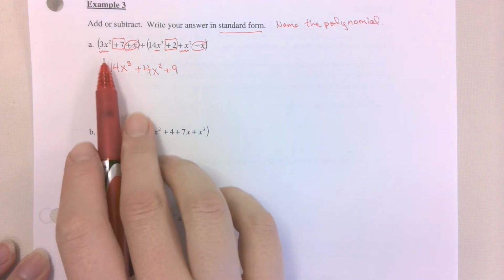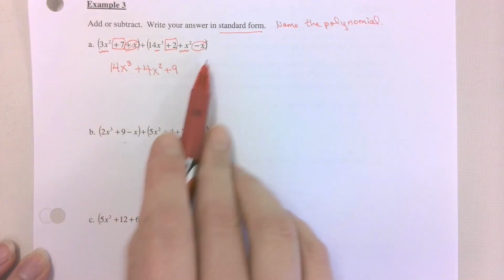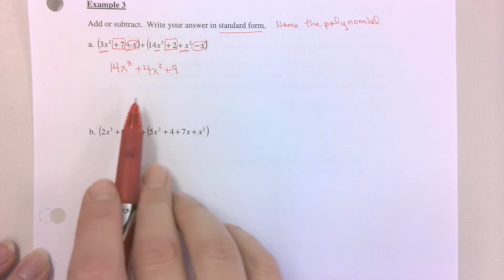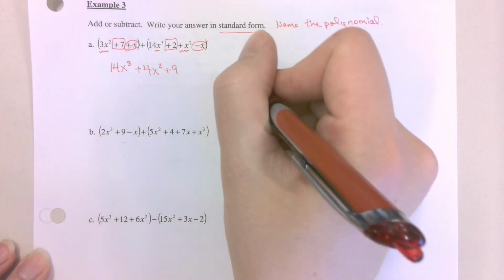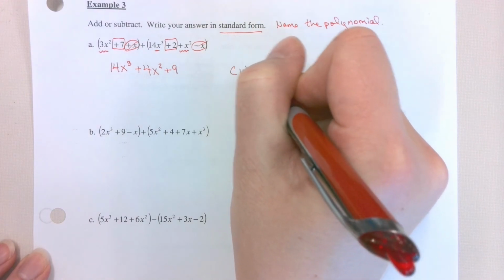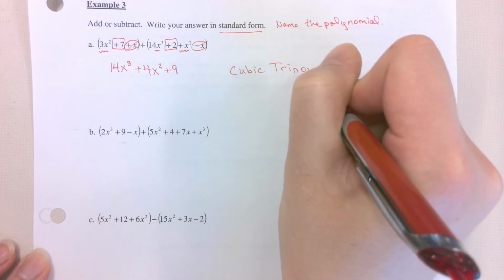So again, I want to scan through and find all my powers of 3, all my powers of 2, powers of 1, and then powers of 0. Now that I have that, I can see that I have a highest degree of 3, so that's called a cubic. I have 3 terms, so a cubic trinomial.